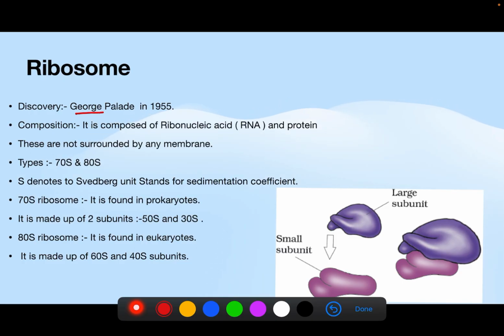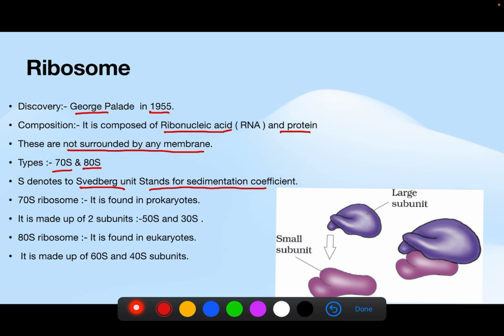Next we have ribosome. These were discovered by George Palade in 1955. The ribosome is composed of ribonucleic acid and proteins. They are not surrounded by any membrane. There are two types of ribosome, 70S and 80S ribosome. In 80S and 70S ribosomes, S denotes the Svedberg unit, which stands for the sedimentation coefficient.